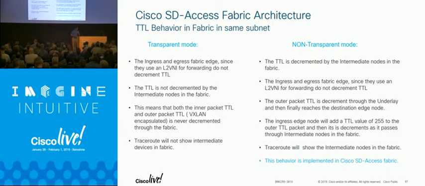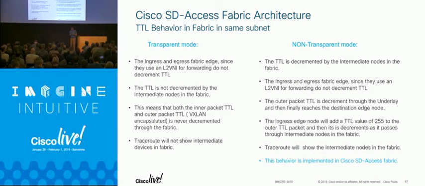To that gentleman's question, if edge node 1 and edge node 2 are connected across 10 hops, and my trace route doesn't work, I have no visibility into the path. How do I troubleshoot? So that is the problem with transparent mode. Now, in the non-transparent mode, we do decrement the TTL at the intermediate node. So the good thing is, your trace route works because now you have visibility.